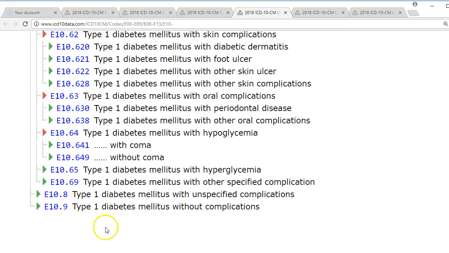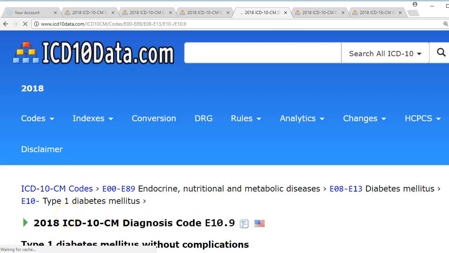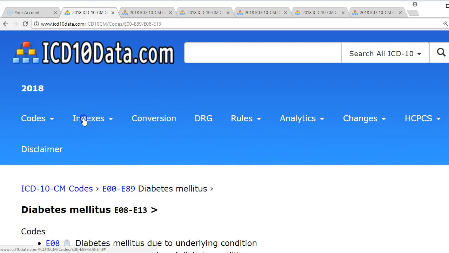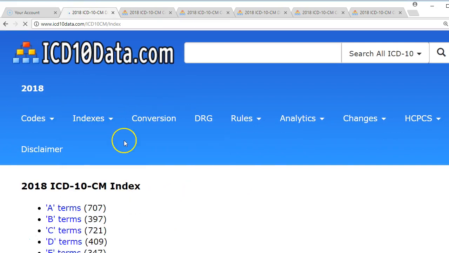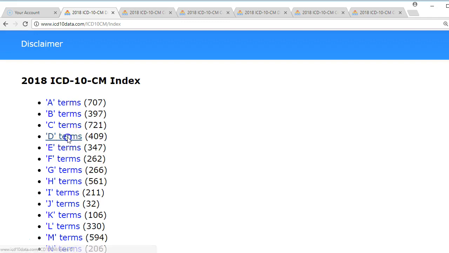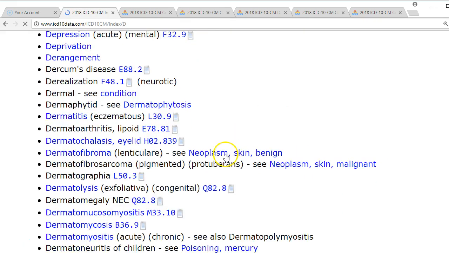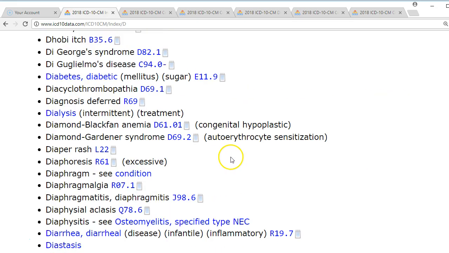But right here, all the way at the end of the code category is E10.9, which is type 1 diabetes mellitus without complications. So here's where it can get a little complicated. So we're going to go to the ICD-10 index. We're going to go under D for diabetes. We're going to follow it down pretending like this is our book. So here we go, diabetes, diabetic. So see how it says E11.9 right there.